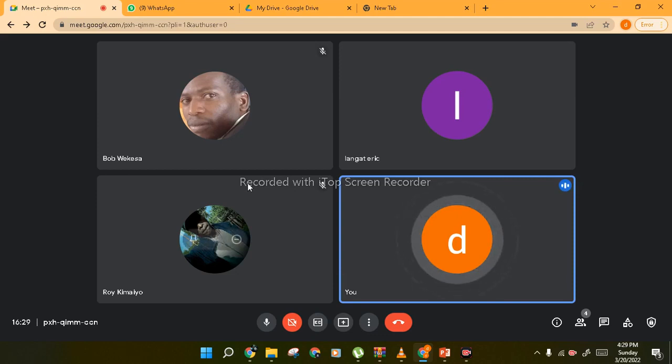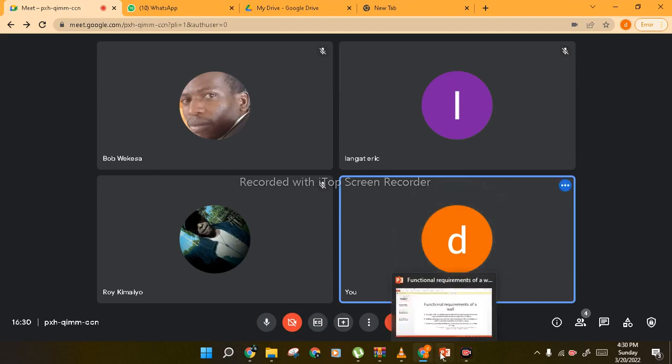Then we can start. Maybe before we start, I can just revise what we learned last time. We were talking about types of foundation, and we said we have different types of foundation. For example, strip foundation, step foundation, we also had tip strip foundation, we have raft foundation, and we have pad foundation. Today, I'm going to take you through functional requirements of a wall.